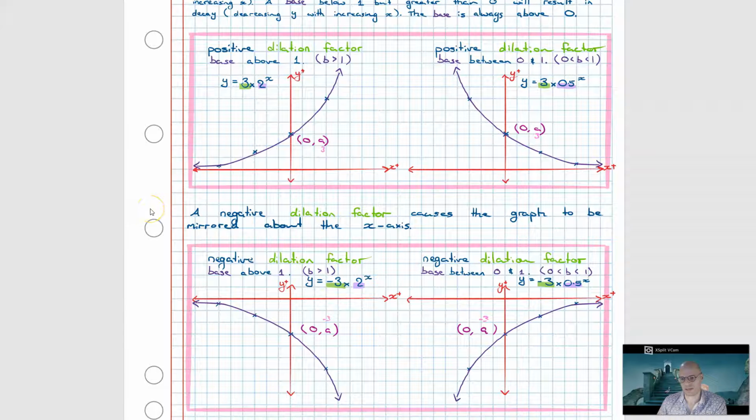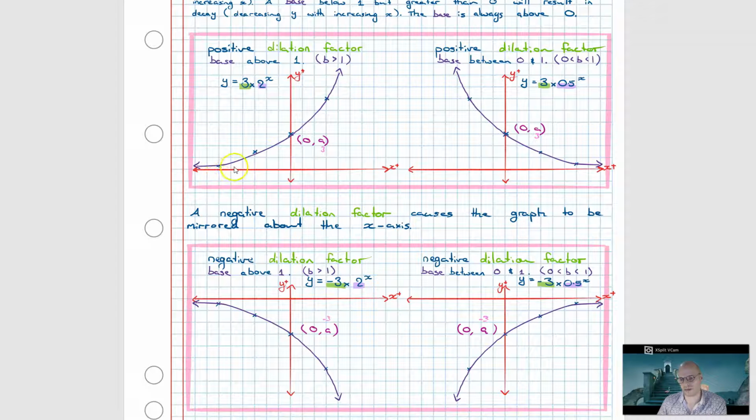Now, using our expert understanding of what the dilation factor and the base do to the overall graphical representation of an exponential function, we're very easily able to sketch exponential functions. We simply observe the nature of the dilation factor as well as the base, and we simply fit the curve that matches. So if you have a dilation factor that's positive and a base that's above 1, then you're going to have a shape that looks like this.